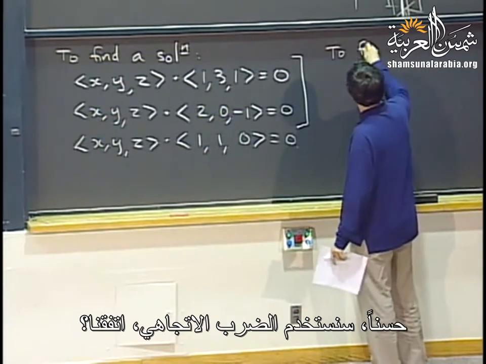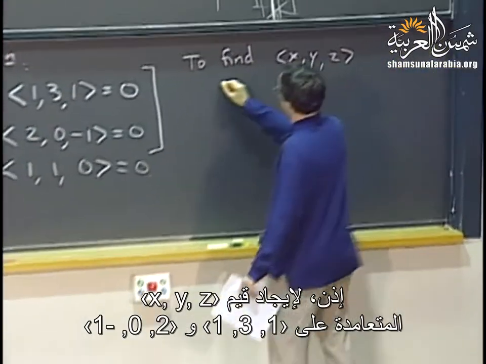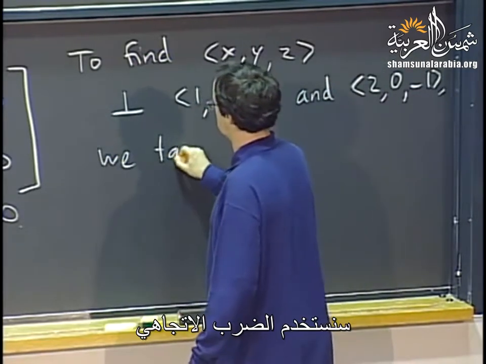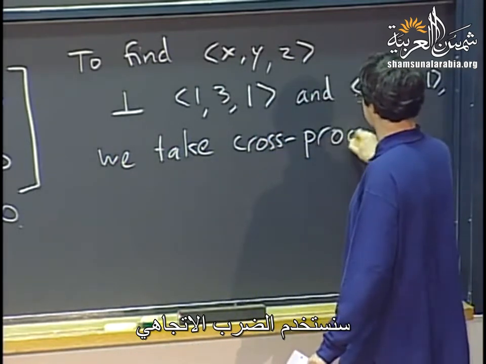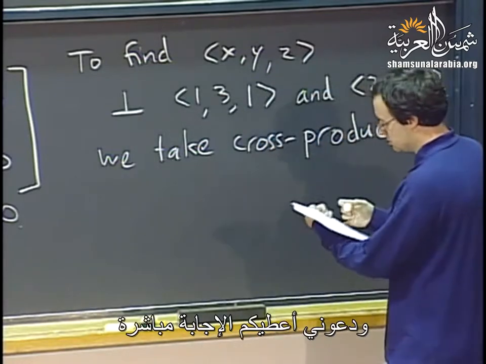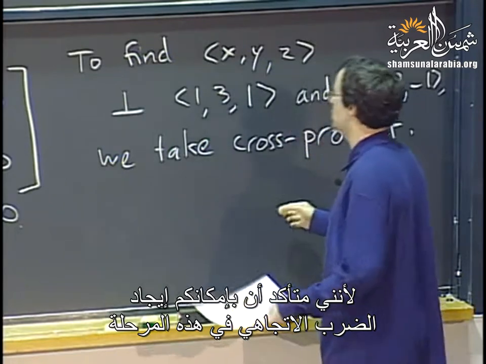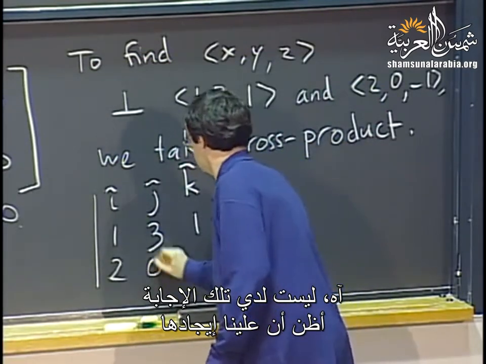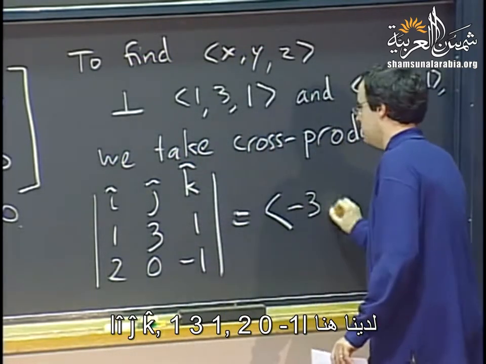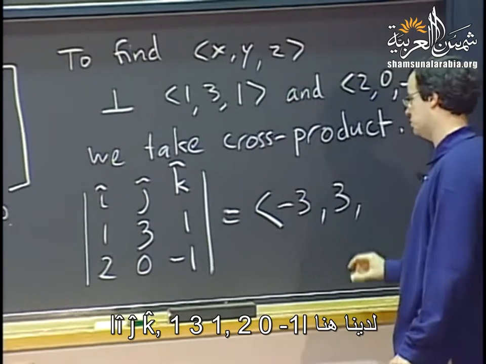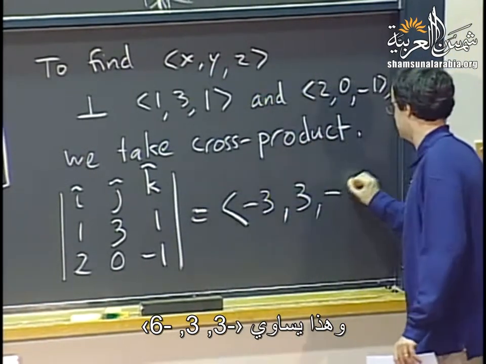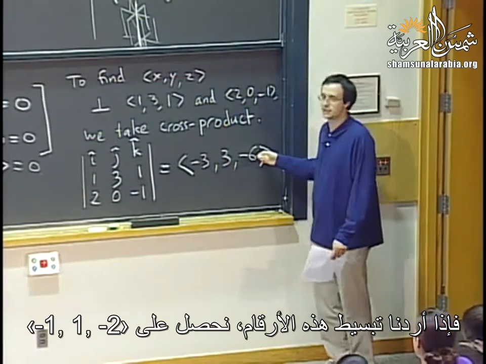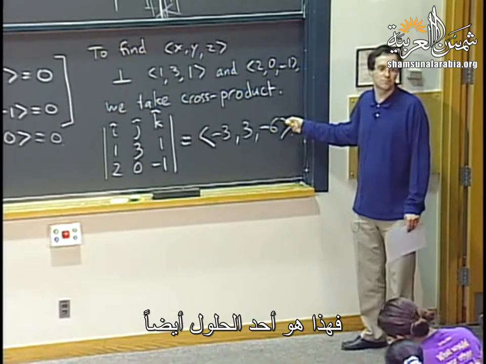So to find xyz perpendicular to 1, 3, 1, and 2, 0, negative 1, we take their cross product. And that will give us something. Well, let me just give you the answer. I'm sure you know how to do cross products by now. I don't have the answer here, so I guess I have to do it. Okay. 1, 3, 1, 2, 0, negative 1. That should be negative 3, minus 1, minus 2, probably positive 3. And then negative 6. Okay, so that's a solution. And any multiple of that is a solution. So if you like neatly simplified answers, you could say negative 1, 1, negative 2. If you like larger numbers, you could multiply that by a million. That's also a solution. Okay?